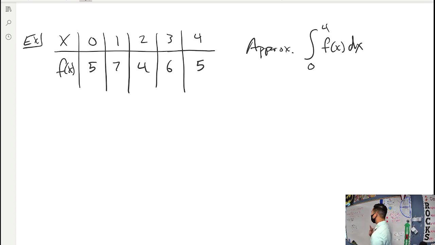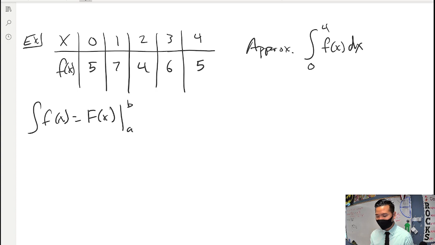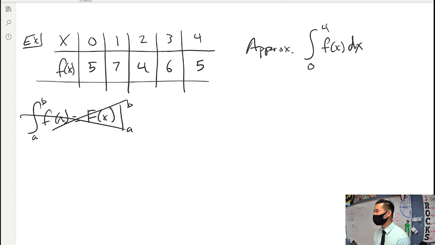So here's one example. I cannot do the antiderivative of this because I do not know what the function is. I just know the output values of those functions. If I really wanted to, I wish I could just do the antiderivative, which would be capital F of x, and then evaluate that from a to b. But we can't do this method. I don't know if it's sine, I don't know if it's x squared, I don't know if it's 3x. And it's a lot harder to find the function by having only 5 points.